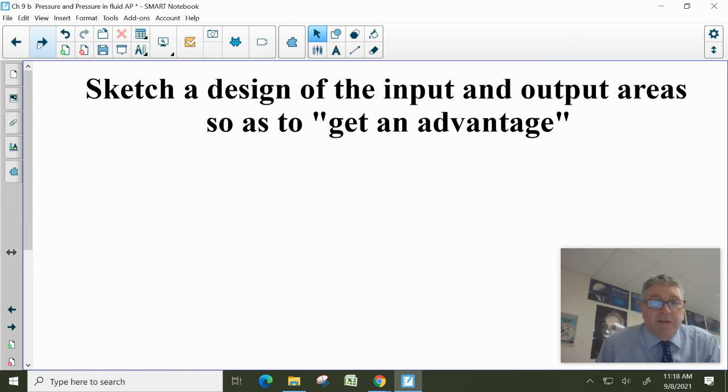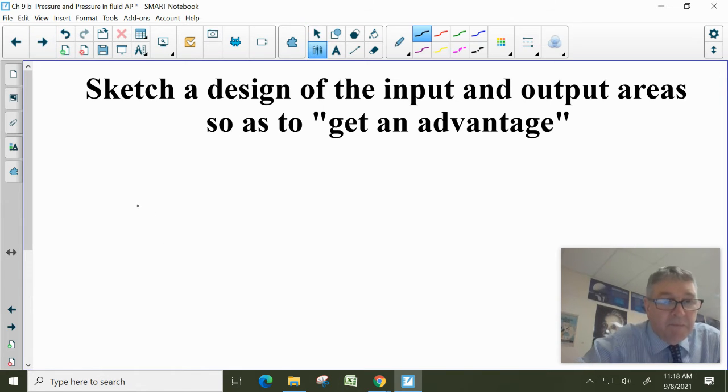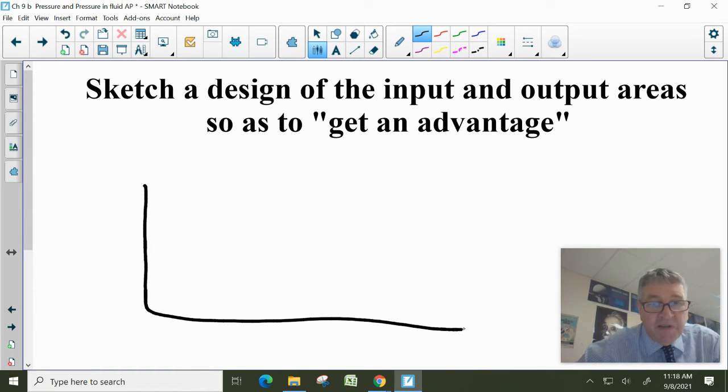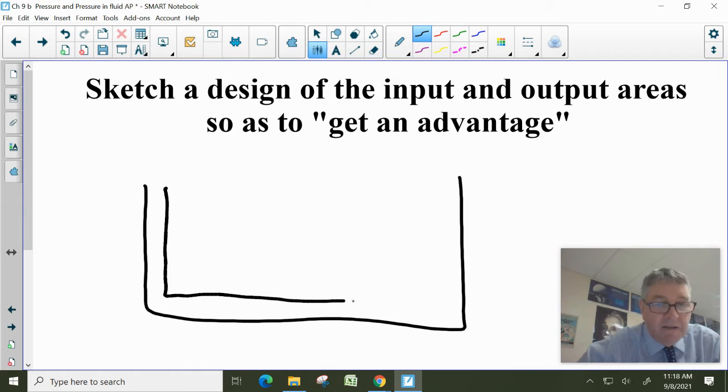So if you haven't figured it out, the easy way of doing it is the following. You simply, let me get my pen working here. You simply have an input side and an output side, and the trick is to make the input side tiny and make the output side larger.